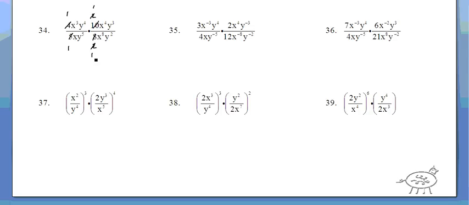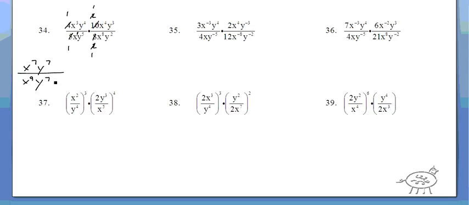Then we multiply everything straight across. So we're going to have x to the 7th. Remember to add your exponents when you're multiplying. y to the 7th over x to the 9th, because remember that's x to the first power, and y to the 7th.